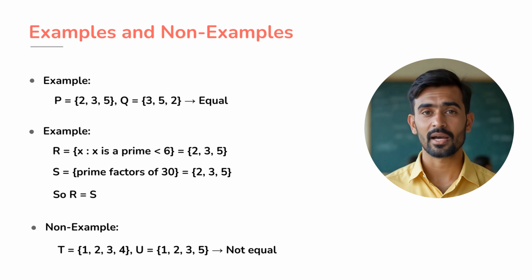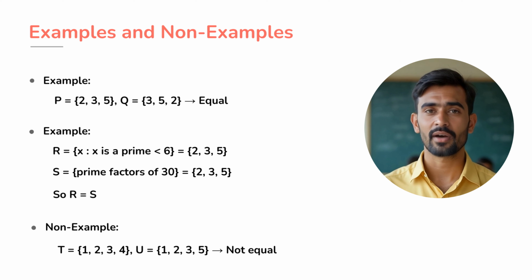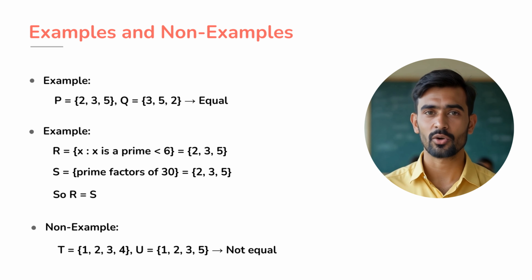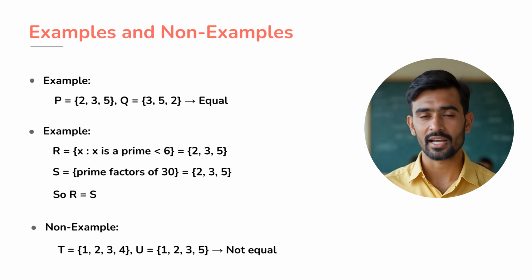Let's look at some clear examples. Example 1. Set P is {2, 3, 5, 0}. Set Q is {3, 5, 2, 0}. P and Q are equal. Same elements, different order. Example 2. Set R is defined as the set of all prime numbers less than 6, which gives {2, 3, 5}. Set S is the set of prime factors of 30, which is also {2, 3, 5}, so R equals S.